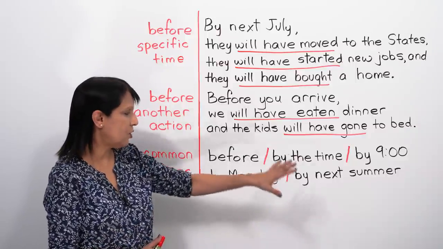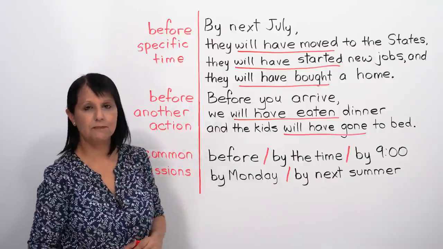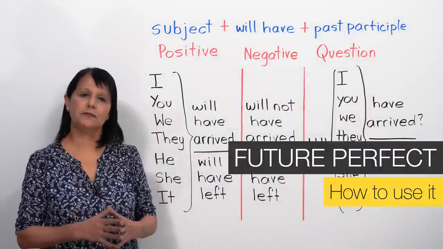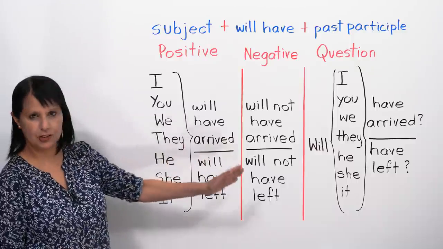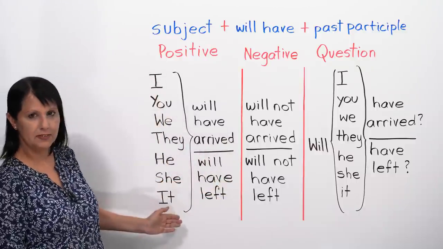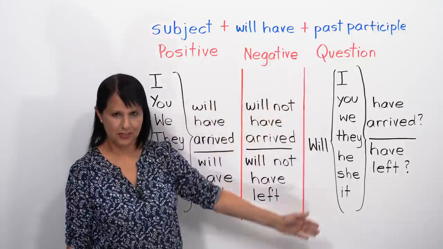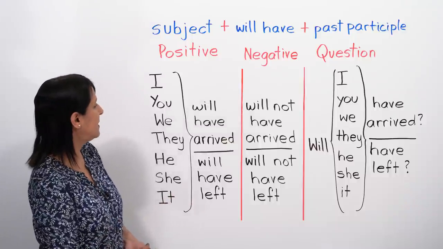These are some common words and expressions that you can use when you're using the future perfect tense. Now let's look at the structure of the future perfect tense. So I've divided the board into 3 sections for positive sentences, negative sentences, and for questions. So let's go through them step by step.